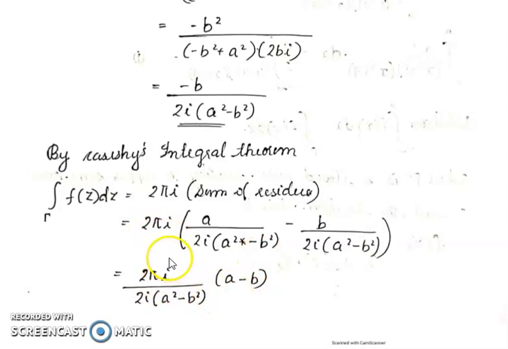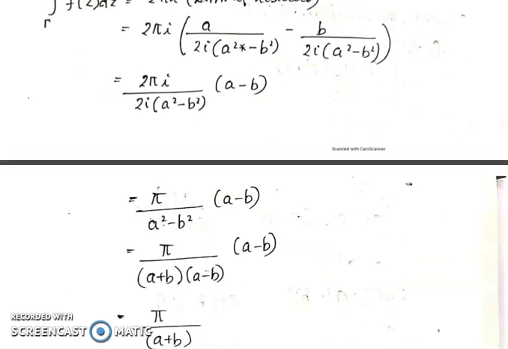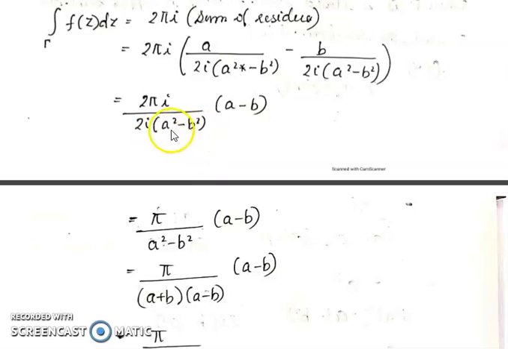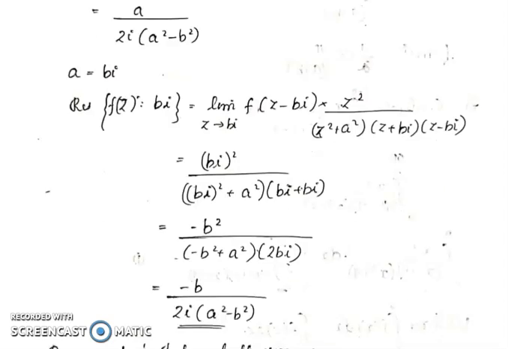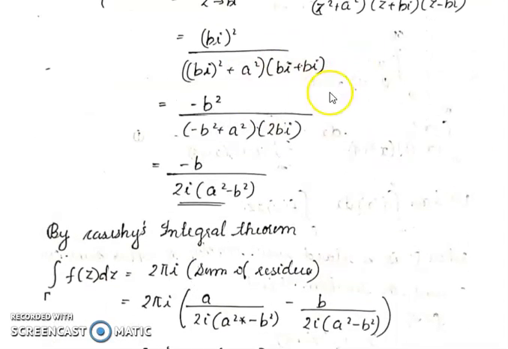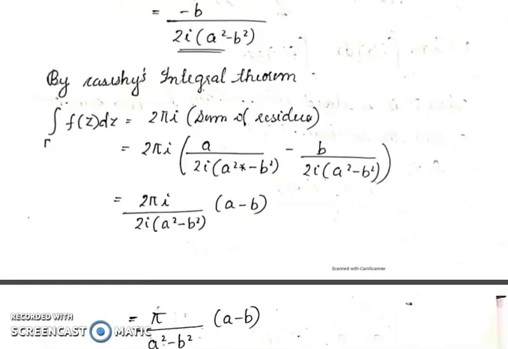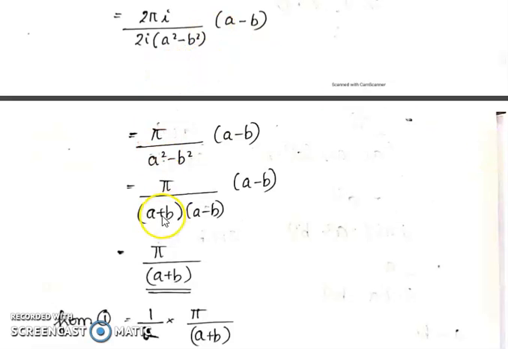Okay. So 2 pi I into A minus B. Okay, so I have written A minus B whole divided by this common term. Common term is taken here, 2I into A square minus B square. Now A square minus B square is A plus B into A minus B. We can split the term. After splitting the term A plus B into A minus B, after eliminating we get this as answer.